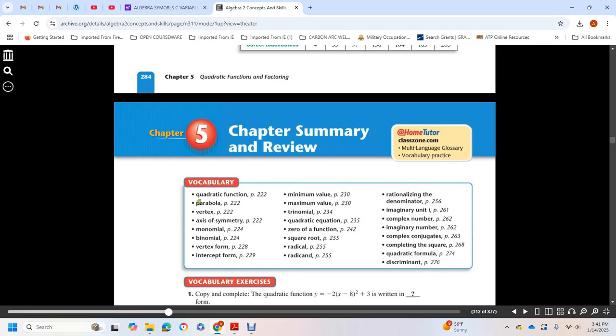Quadratic formula, parabola, vertex, axis of symmetry, binomial, monomial, vertex form, intercept form, minimum value, maximum value, trinomial, quadratic equation, zero of a function, square root, radical, radicand, rationalizing the denominator, imaginary unit, complex number, imaginary number, complex conjugate, completing the square, discriminant.